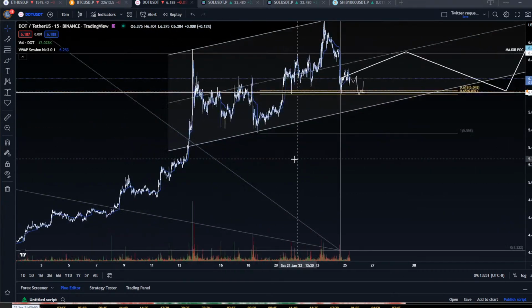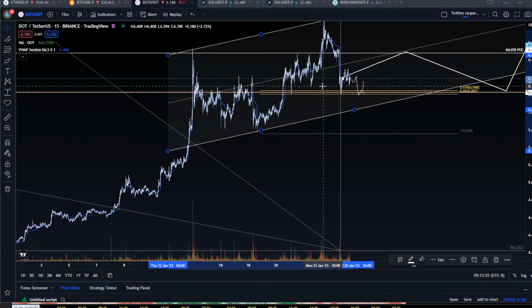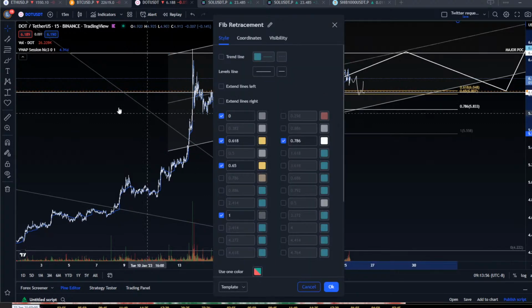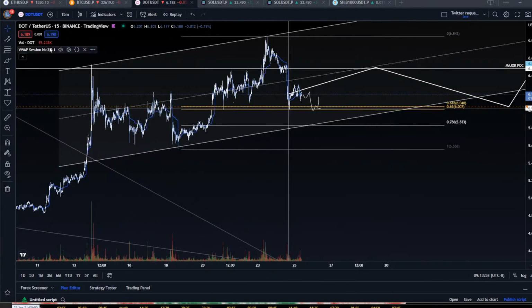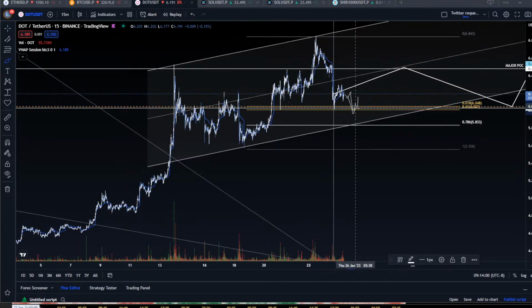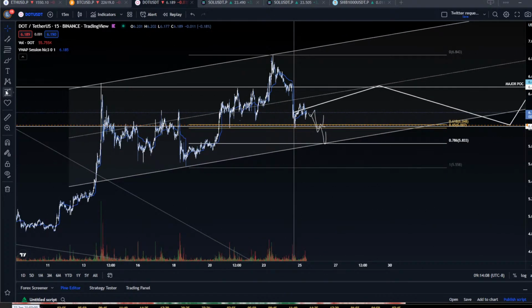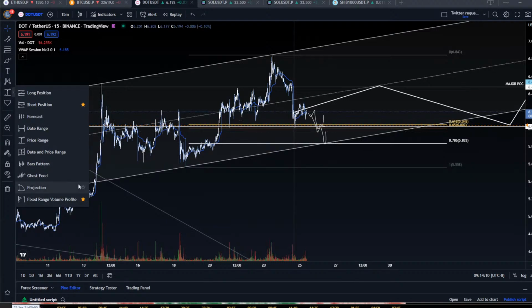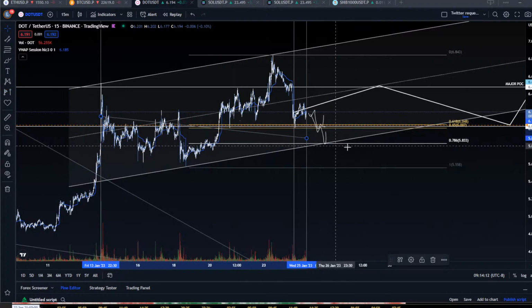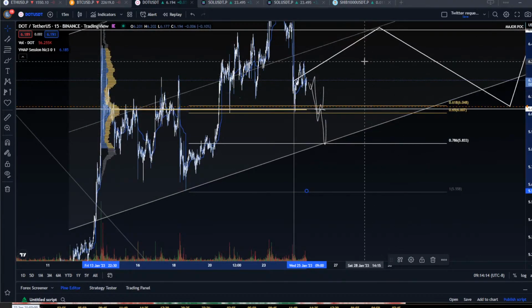I don't know if this channel is so likely to be relevant here. Of course, alts, I always talk about this, love the 0.786. So if this level just broke and we came into this descending channel idea into the 0.786, that might be of interest. Probably prudent to pull a volume profile across the local range. Certainly a lot of confluence here.